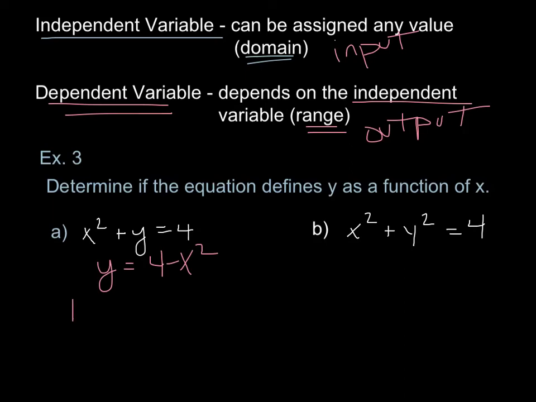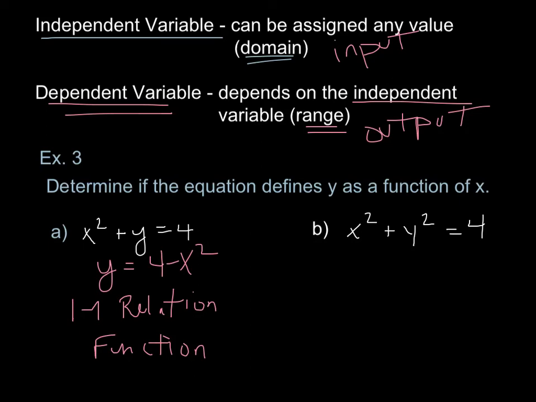Okay? This represents a one-to-one relation. No matter what x I put in, I'm only going to get one particular y value out. Okay? So in example A, we do have y is a function of x. Whatever I put in for x will determine what I get for y. Okay? And there's only going to be one value for every x.